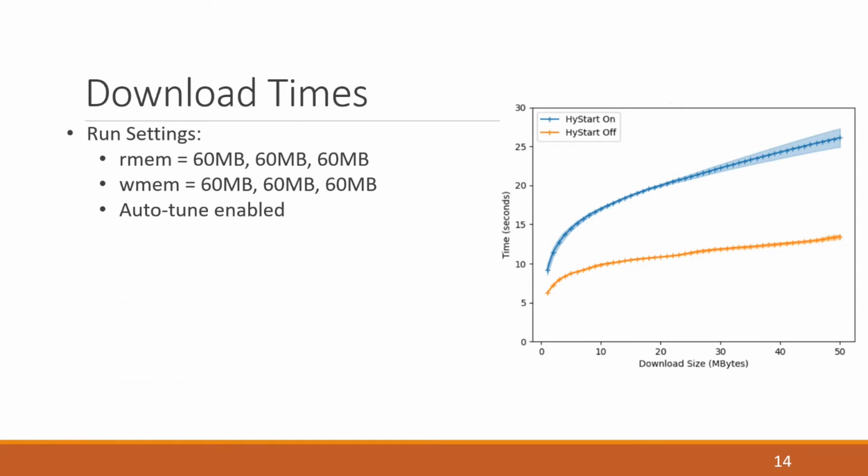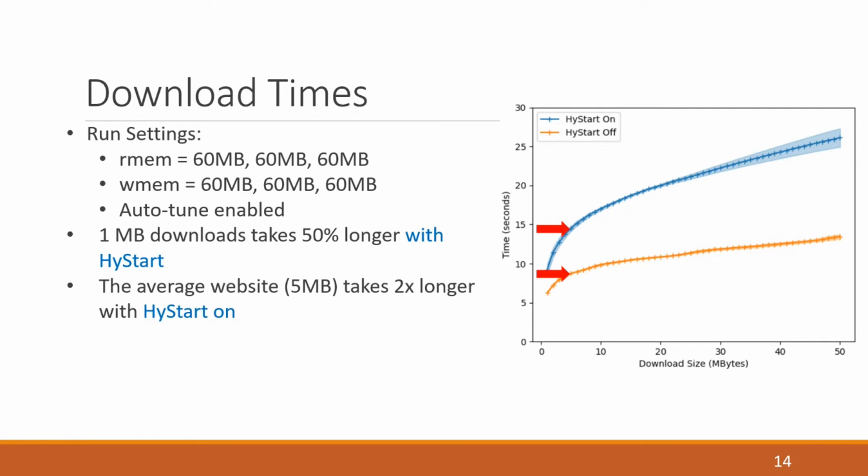So from that last graph, we computed download times of different sized objects. In this graph, download size is on the x-axis and the time is on the y-axis. So higher is actually worse in this case. We can see that for the smallest objects we computed, which were 1 megabyte downloads, they take about 50% longer with HyStart enabled compared to HyStart disabled. And for the average website, which is about 5 megabytes these days, it takes twice as long for runs with HyStart on to download that much data.